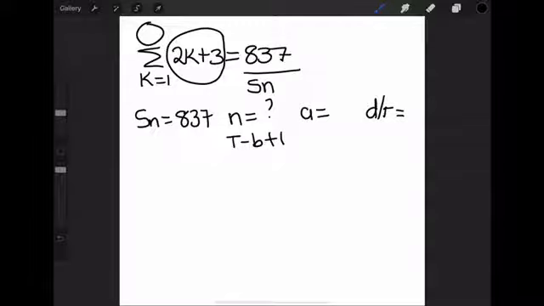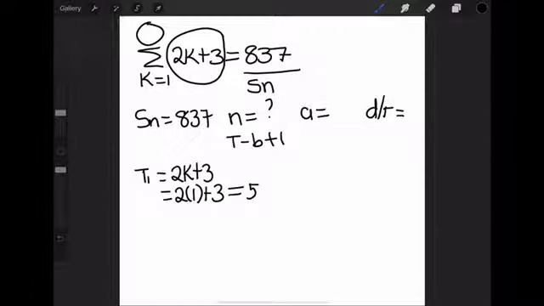So the exact same way we did in the first example, we're going to say term 1 is equal to Tk plus 3. And we would fill in that 1. Plus 3 is equal to 5.